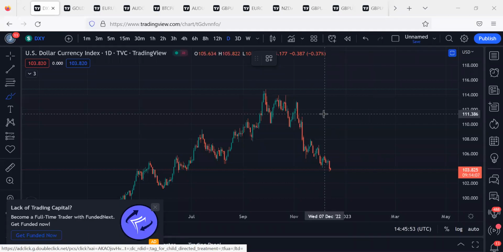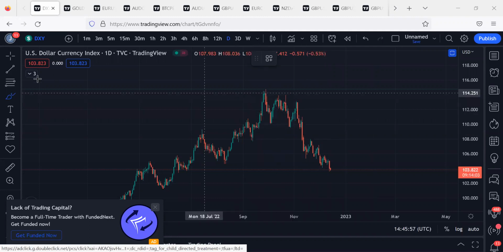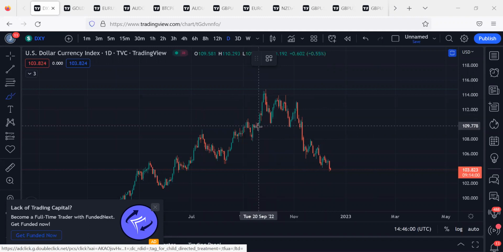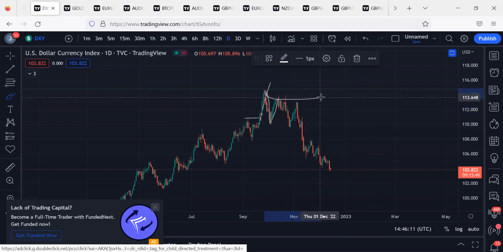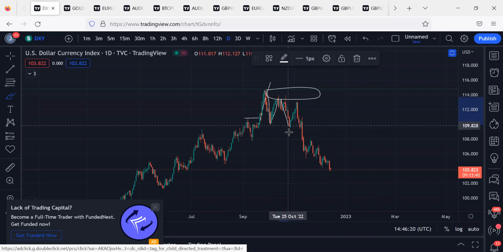So to better understand the dollar and what's going on in the dollar, if you understand market structure very well, what happened was that we made a higher high, breaking the structure. Then we came down. Then we came up again. We couldn't break this structure, which means that supply here was what we consolidated for some days before finally coming down. And when we came down, we broke the structure.